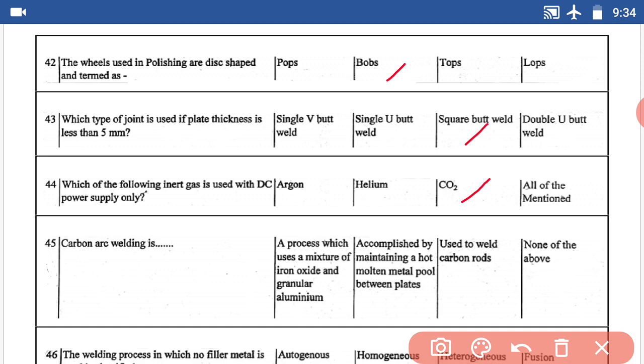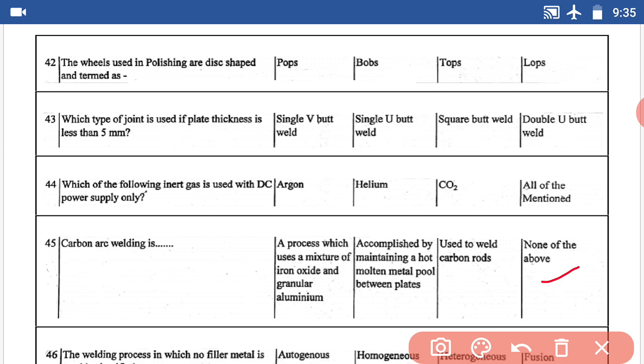Question number 45. Carbon arc welding is dash. The process with a mixture of iron oxide and granular aluminum. Question number 45. Carbon arc welding is dash. This question's answer is none of the above.